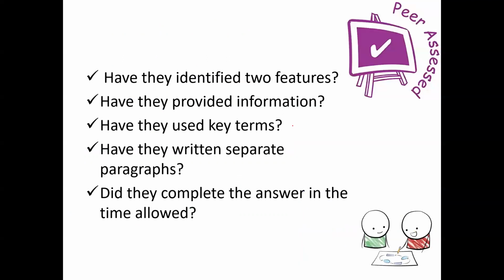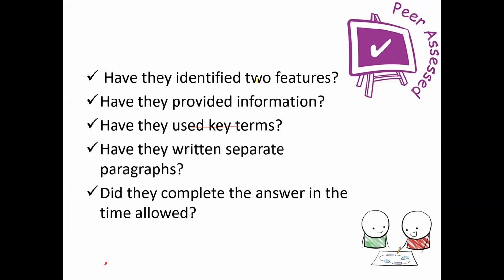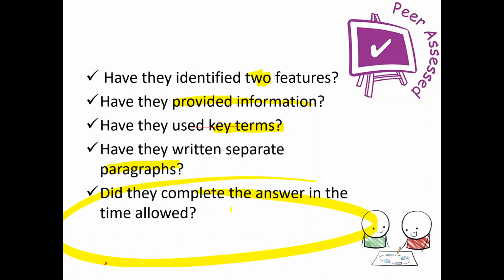Okay, once you've had a go at this, have a go at assessing. Highlighter. So, have you got 2 features? 1 mark for each of the 2 features. Have you provided relevant information? Give yourself an additional mark for each explanation of the features. Have you used key terms? Have you used paragraphs? And did you time yourself? Did it take you 4 or 5 minutes? Give yourself a mark.